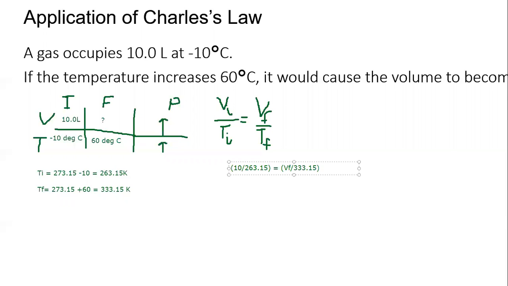Notice that if we kept the temperatures in degrees Celsius, we would have ended up with a negative volume. And you can't have a negative volume. So to move the 333.15 to the other side, we multiply each side by 333.15, and we get V final equals 10 times 333.15 divided by 263.15. And if we did it right, our prediction says it should increase. So we should see a volume greater than 10.